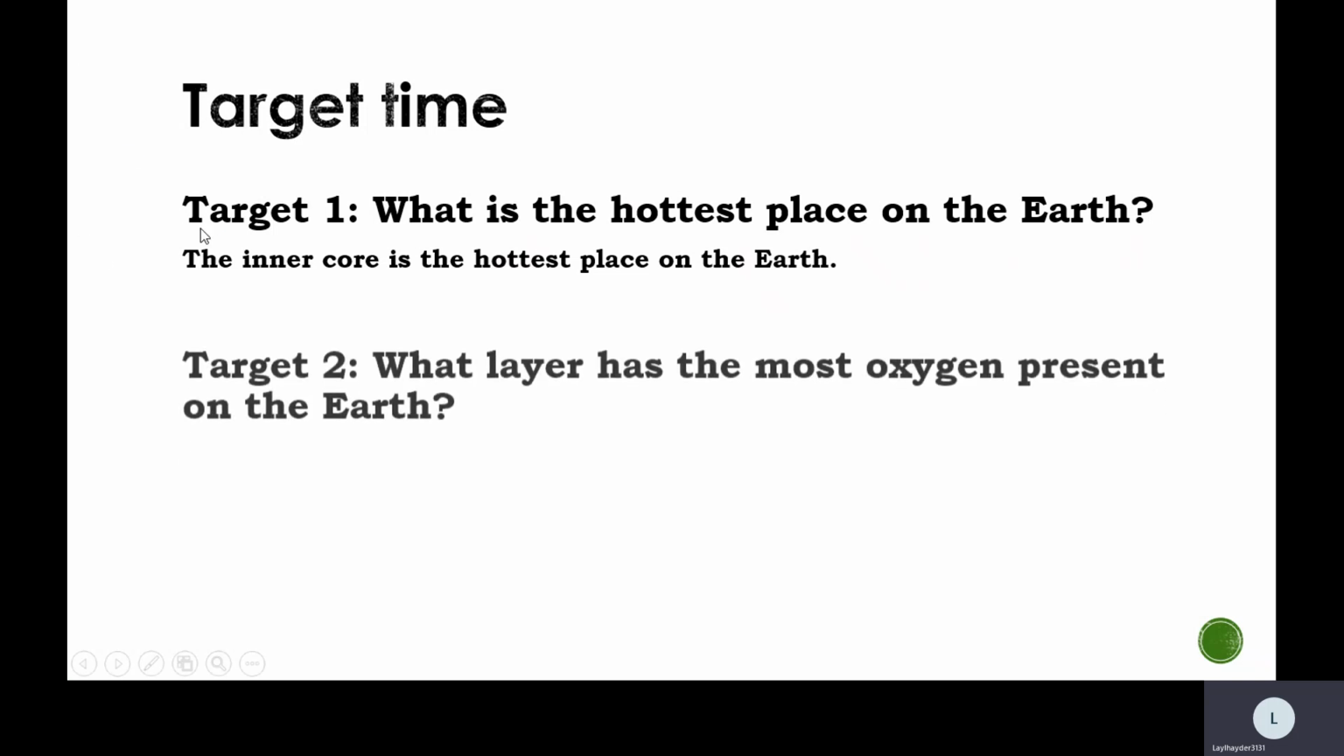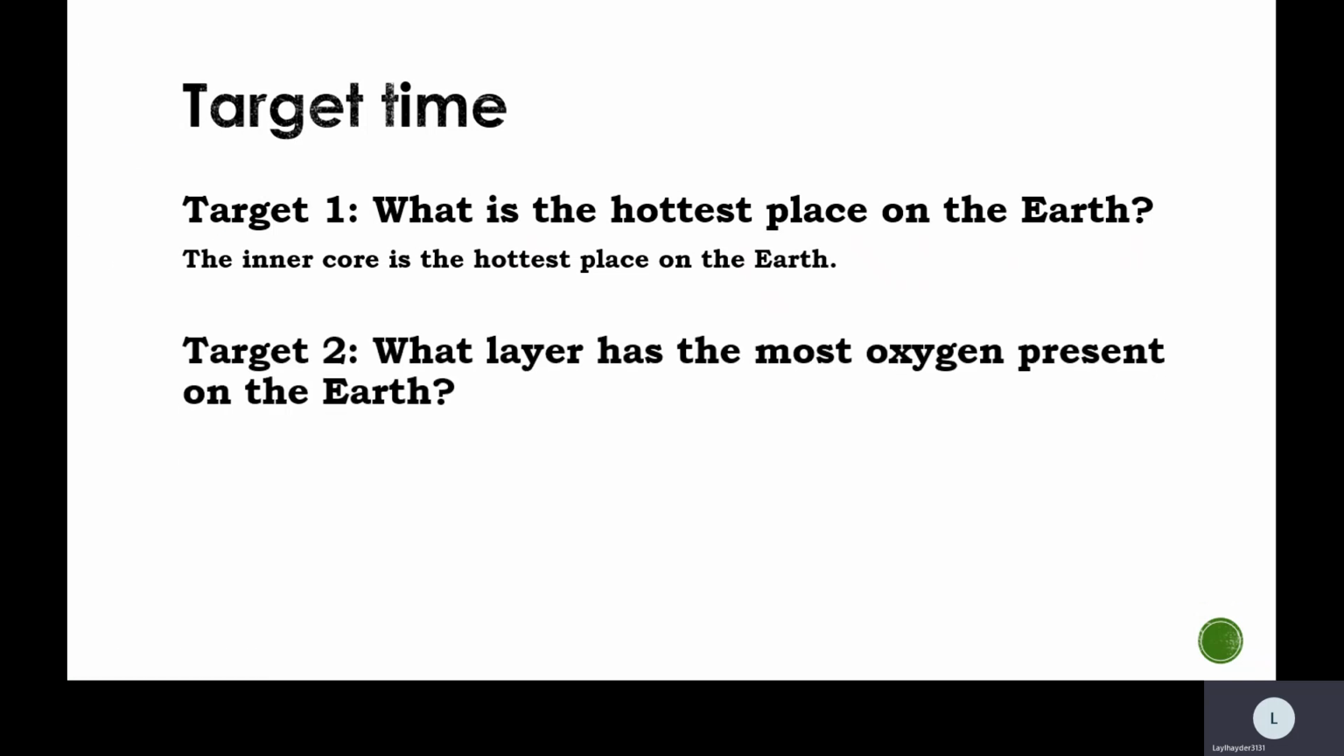Now let's go to target 2. What layer has the most oxygen present on the Earth? I'll leave you another 10 seconds. That's correct. The crust has the most oxygen present on the Earth.